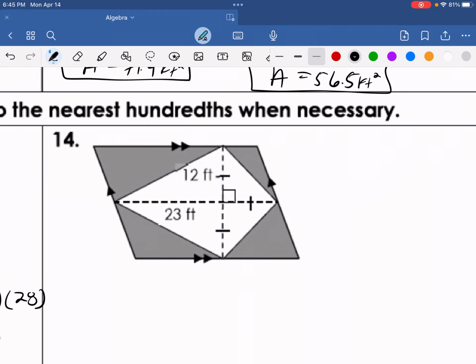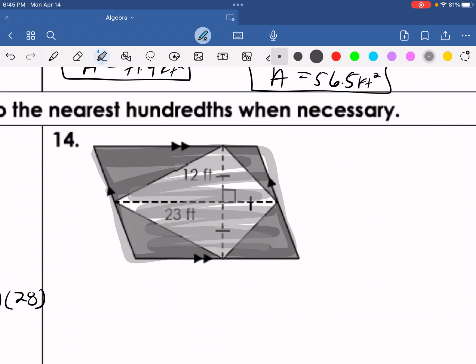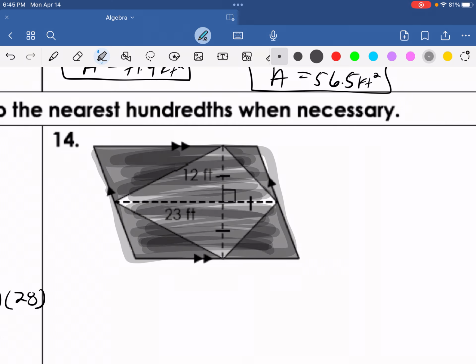All right. Number 14. Okay, for 14, you need to find first the area of the larger shape. So that would be this parallelogram. And it's going to help us find the whole thing, everything on the inside. All right, so for a parallelogram, you need the base. So I want to know how long this side is. And then the height.